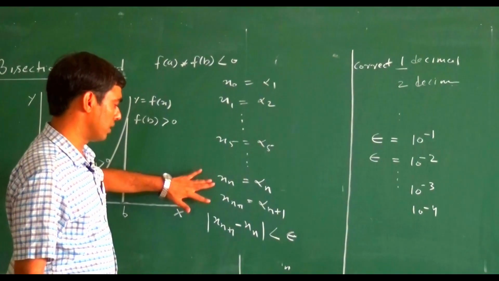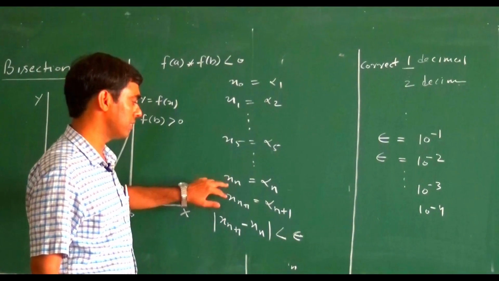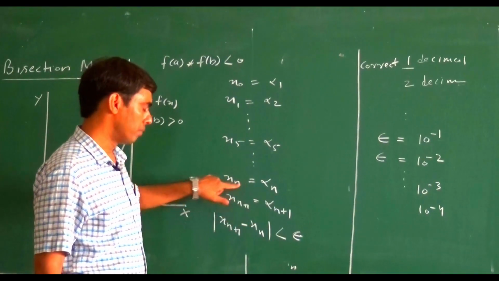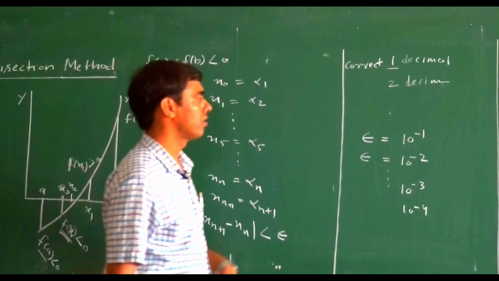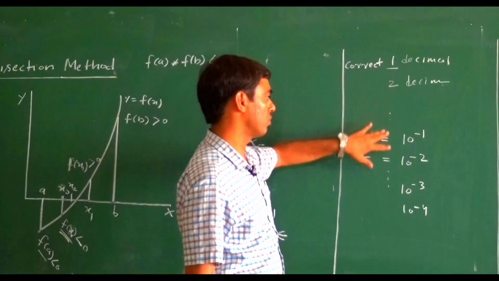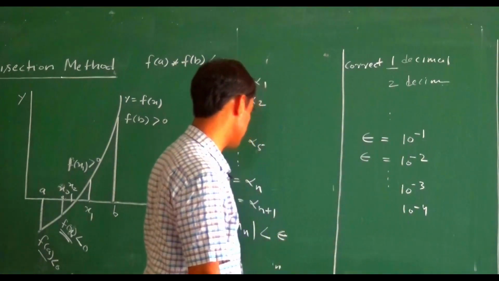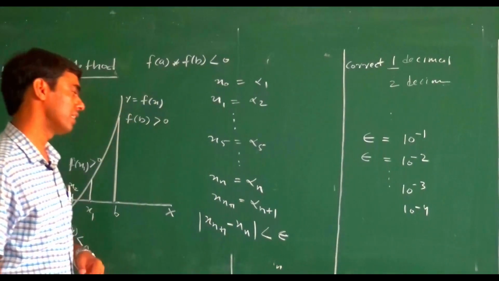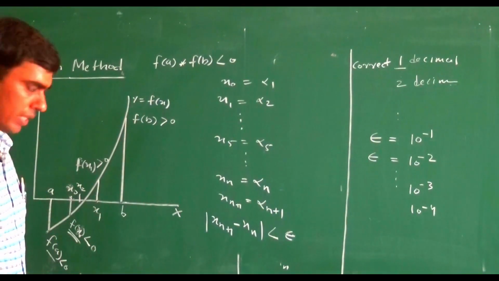So we conclude that if the positive difference of two successive iteration values is less than EPS, whatever we decide, whether correct to one decimal place, meaning 10 to the power minus 1, 10 to the power minus 2, or 10 to the power minus 3, then we stop our iterative procedure.